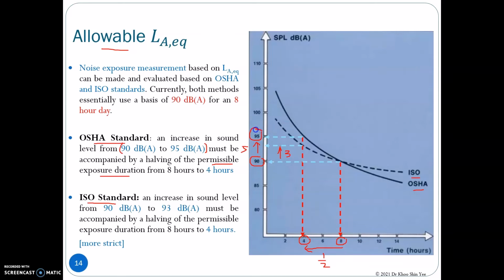If we compare at the same sound pressure level of 95 dBA, you see the OSHA allows the workers to work for 4 hours continuous. However, for the ISO standard, the workers are allowed to work a lesser time, which is around 3 hours in this case. Therefore, the ISO standard is more strict than the OSHA standard.